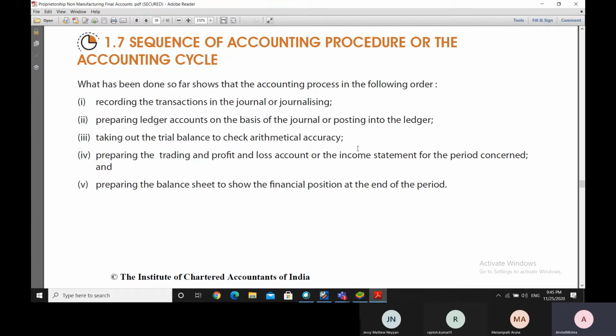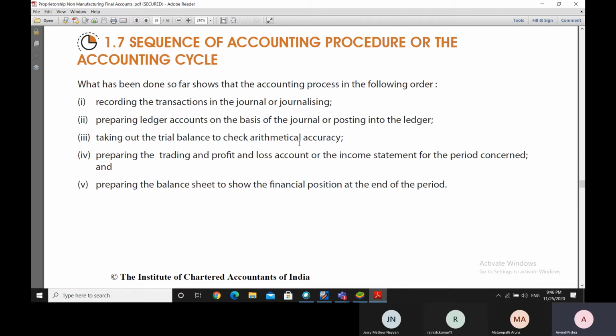And finally, we have the debit and credit entries in the various accounts in the ledger, and we find out the balances of each account. The balances of each account are put in a statement form with all the debit balances in one column and all the credit balances in another column. And that is how the trial balance is prepared. When you total the trial balance, the debit side as well as the credit side should tally. If they are tallying, by and large, we can say that there is arithmetical accuracy.